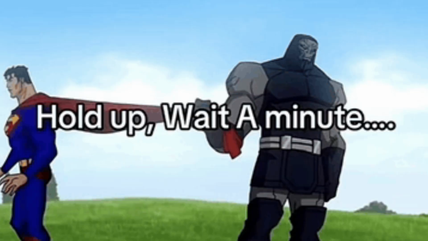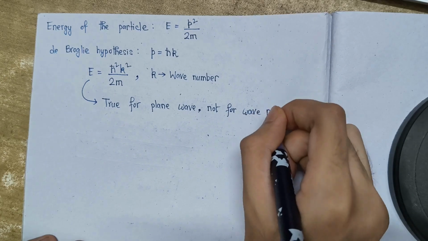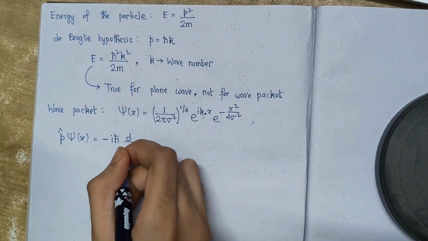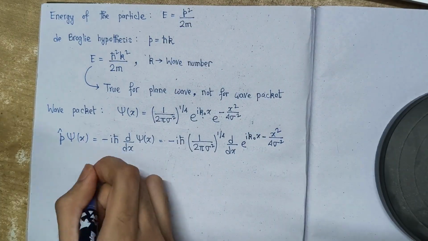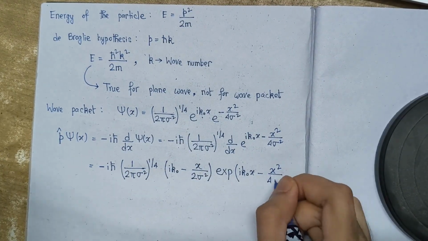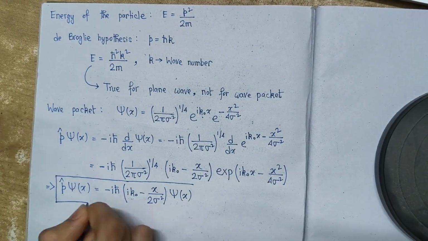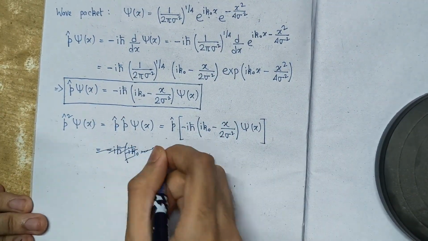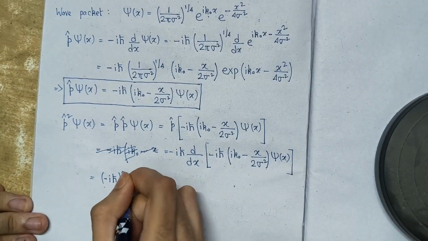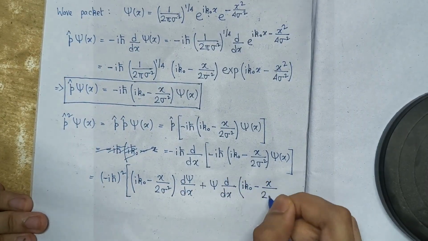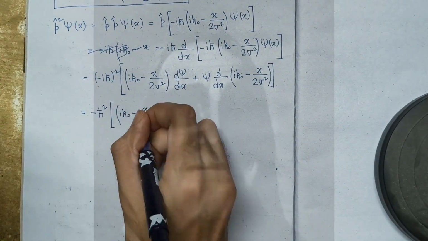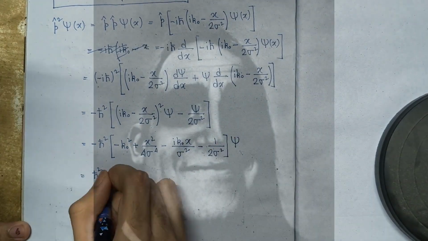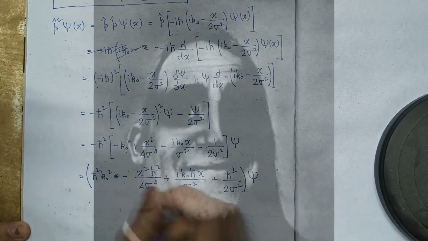But wait, this only works for plane waves. As our wave packet is composed of many momentum components, it has a spread or uncertainty in energy. To calculate the expectation value of energy, we need to operate the wave function with the momentum operator, which is given by minus i h bar d/dx. Note that this is basically an eigenvalue equation. On evaluating p cap psi, we operate it with p cap or minus i h bar d/dx once again to get p cap squared psi.